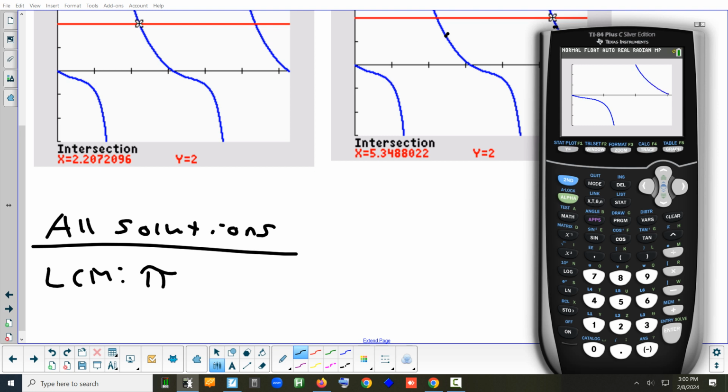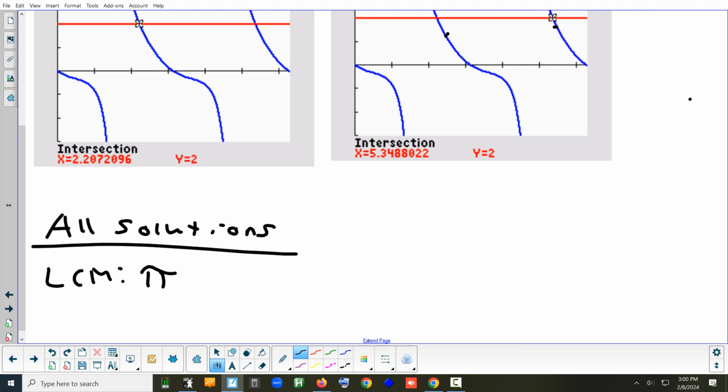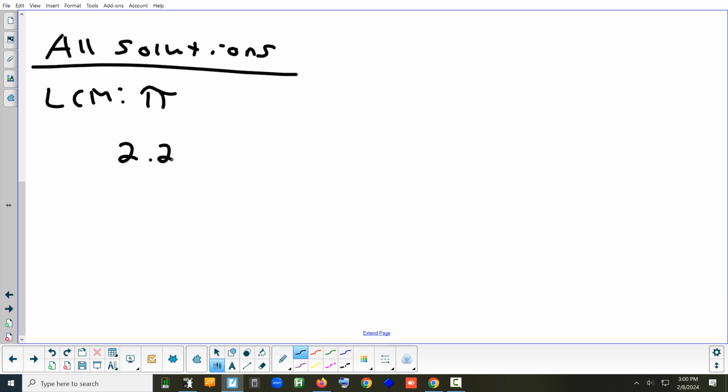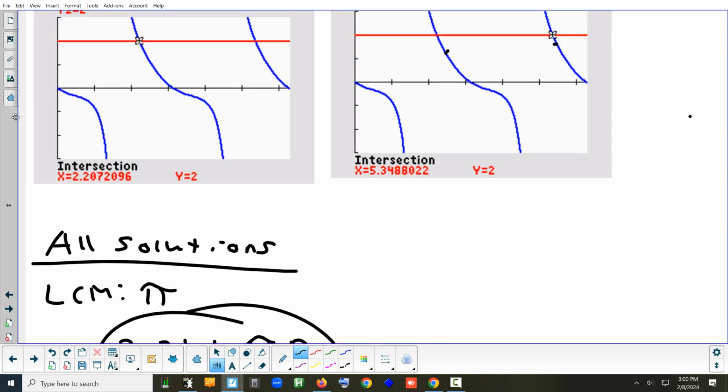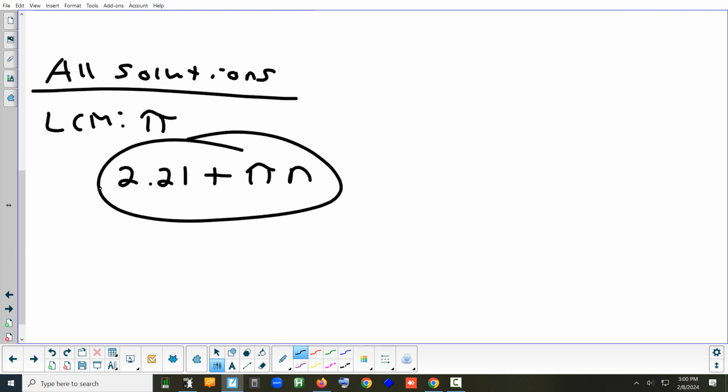Is there any question on how we got the 2.21? Okay. So now you write that one down. And now you put something on the end to indicate that that solution repeats forever. What would you put on the end to indicate that that solution is going to occur later on? Yes. If you were to add 3.14 to 2.21, you would get 5.34. And if you were to add 2 pi again, you get the next answer. So this is how you write all solutions.